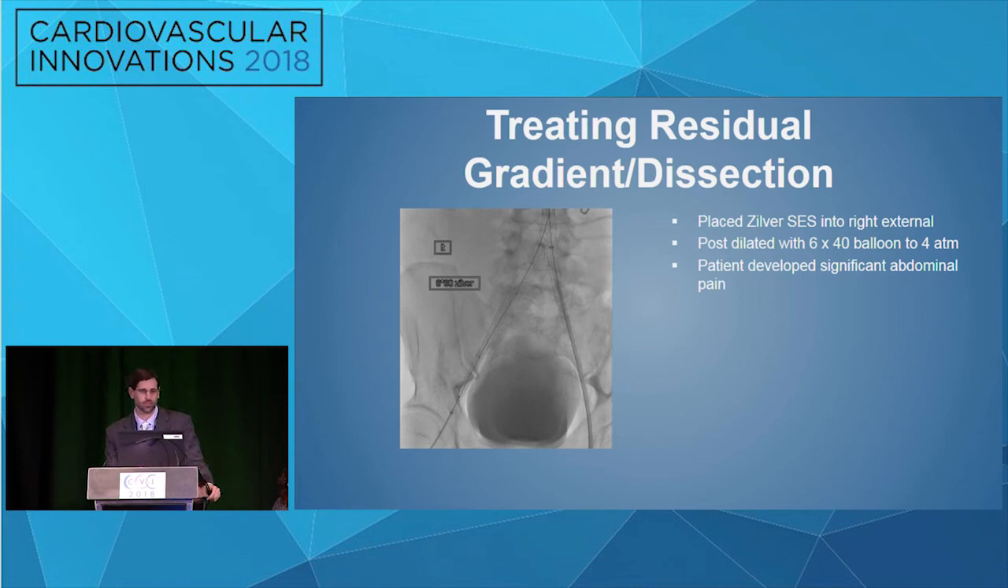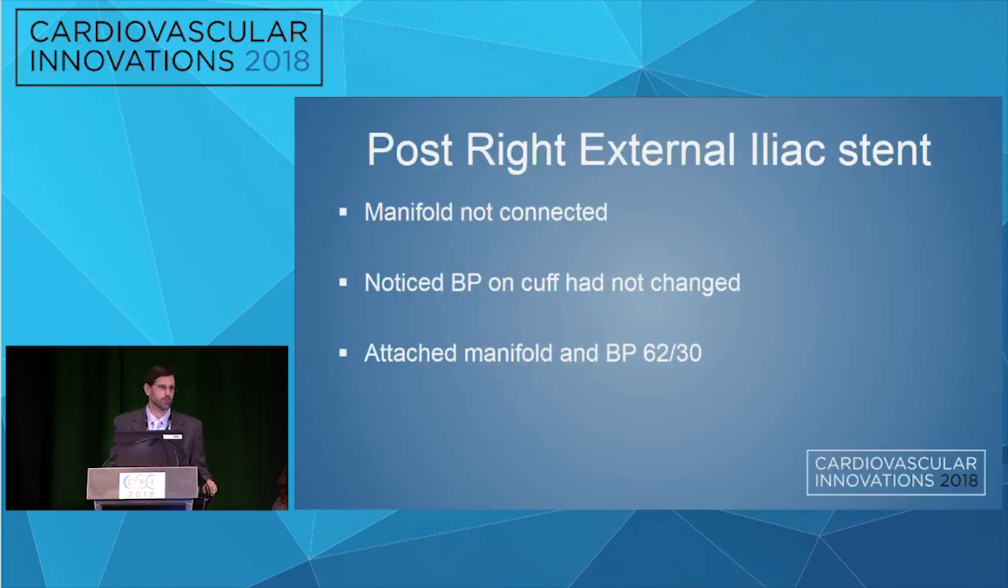At 4 atmospheres, he developed significant abdominal pain, which often happens when we're post-dilating iliac stents, and so we came down with the balloon. Unfortunately, his pain didn't get better. I was flipping the manifold back and forth between the two sheaths, so I didn't have it hooked up at the time. His blood pressure by cuff was normal, but it hadn't cycled in quite some time, so I quickly attached the manifold, and his blood pressure was 62/30.